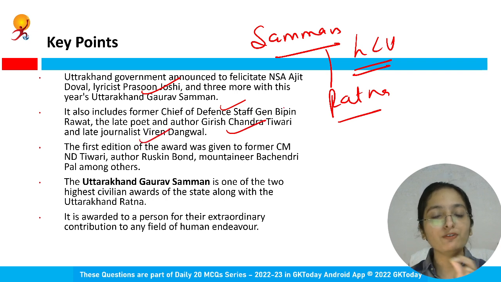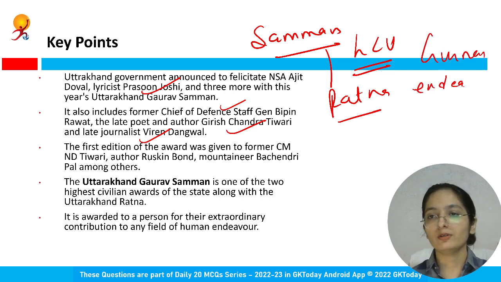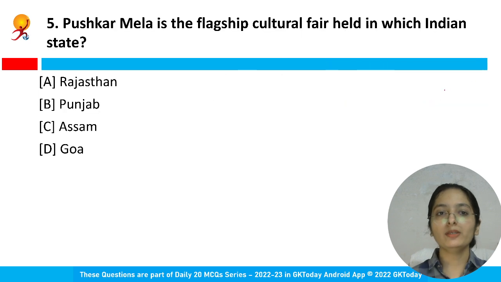If I talk about the first edition of this award, it was given to CM ND Tiwari, Ruskin Bond, author, and mountaineer Bachendri Pal. What is this award, to whom is it awarded? It is an award that is given to all those who have shown an extraordinary contribution to any field of human endeavor. So now with this, I'm moving to the next question.